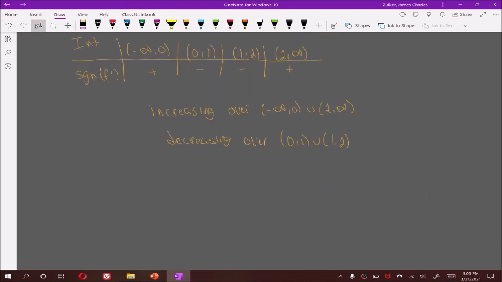We have a max at f of 0. If we plug 0 back into f, we get 0, which is the intercept. We also have a relative min at f of 2. Plug that in, we get 4.